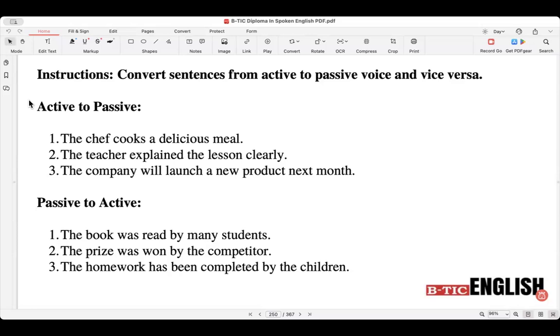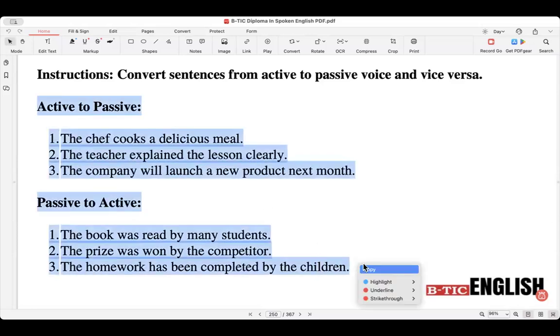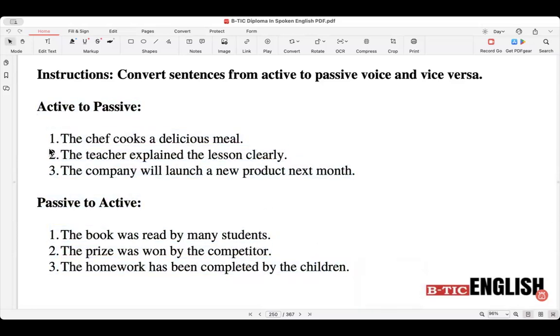So here, the first set of questions are active to passive, meaning these sentences are in the active form. You need to convert them into a passive form. Passive to active. So this is in passive form. You need to convert it into an active form. So take 10 minutes, take your time and try it out. Then we will discuss.